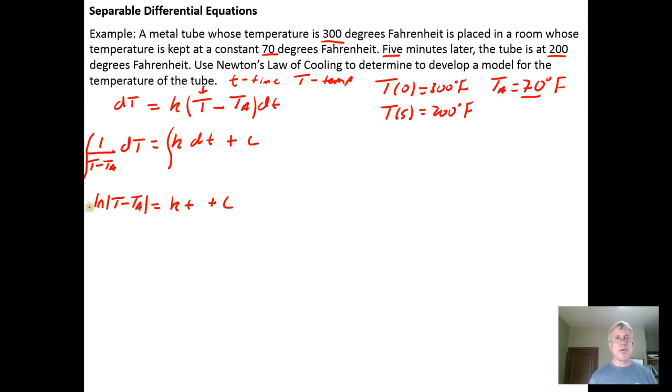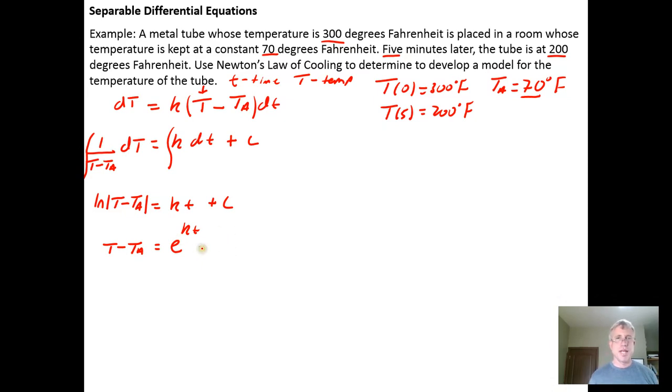And now we'll make both sides an exponent on base e, so we get e to the natural log will give us T minus temperature ambient, and then we'll have e to the kt plus c. And like we've already seen in previous videos, if we have the sum of two expressions in the exponent position, we can rewrite this as a product.